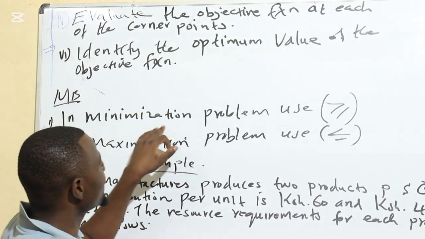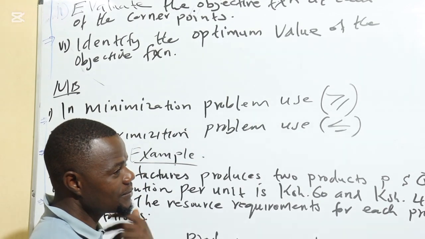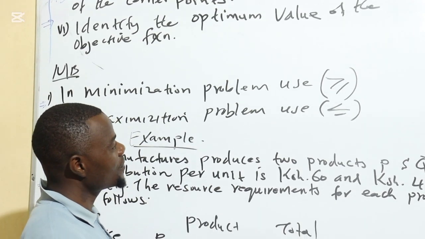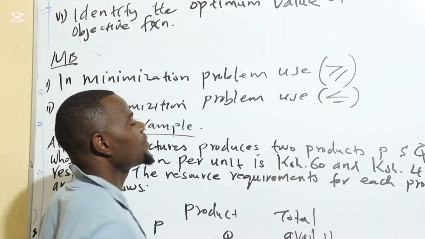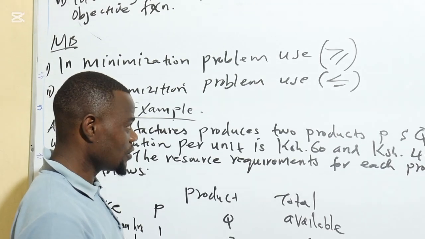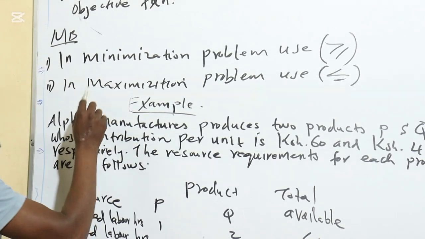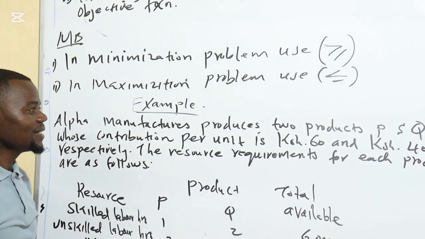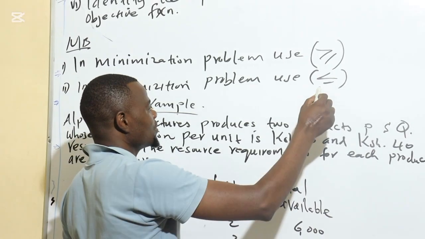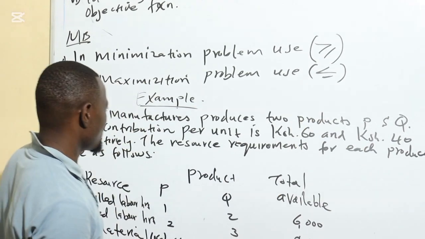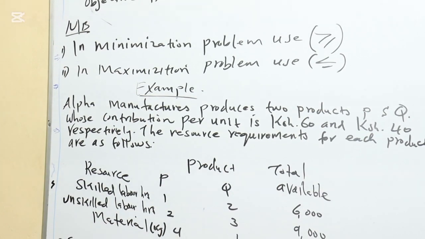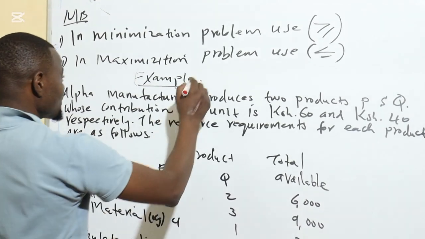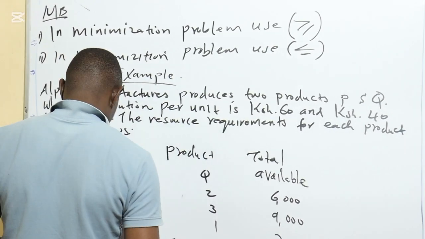Suppose you are doing a minimization problem, that is, you minimize cost, the constraint will be of greater than or equal to. And when you are doing a maximization problem, then the inequality we are going to use is less than or equal to. Let's take this example here, example 1.